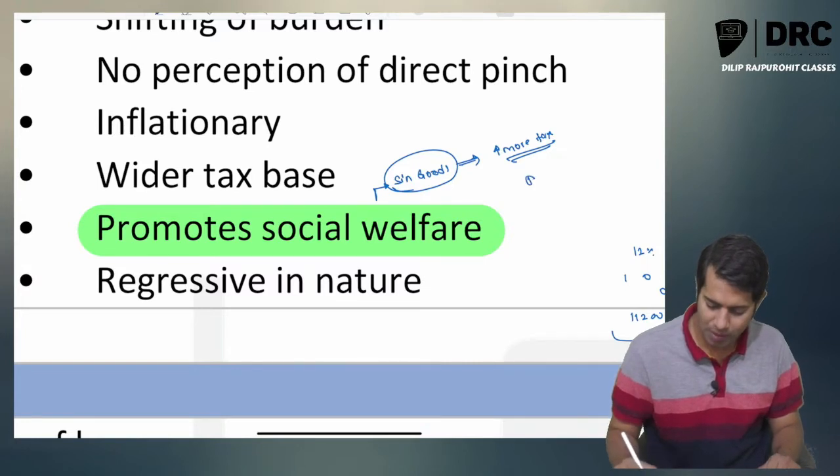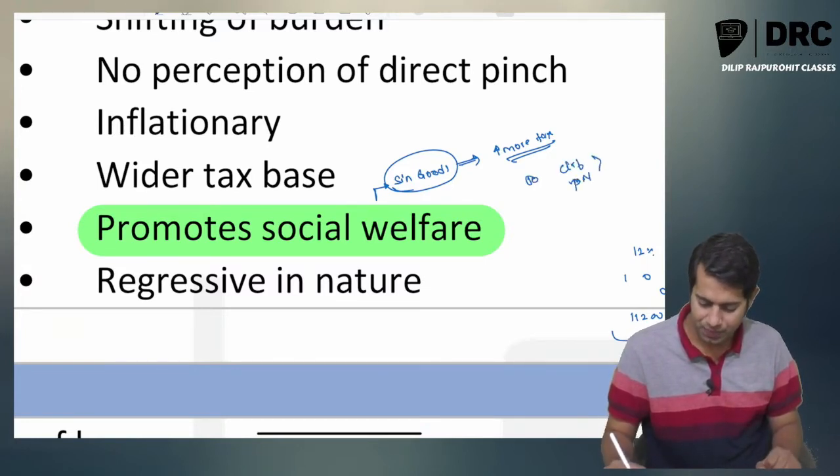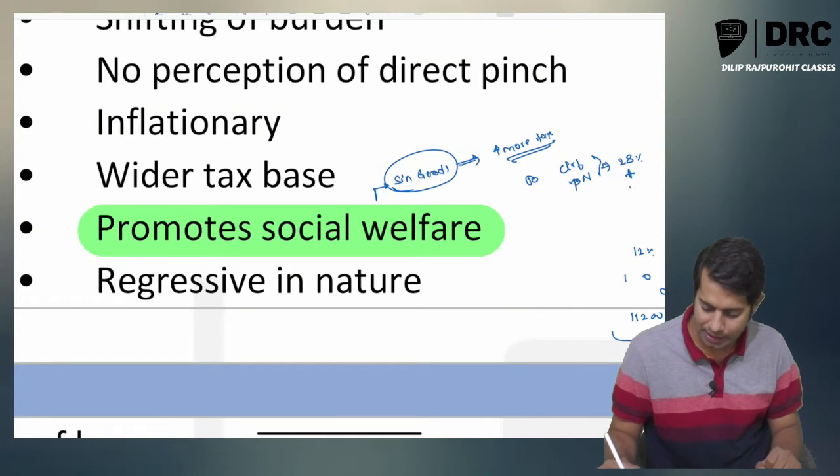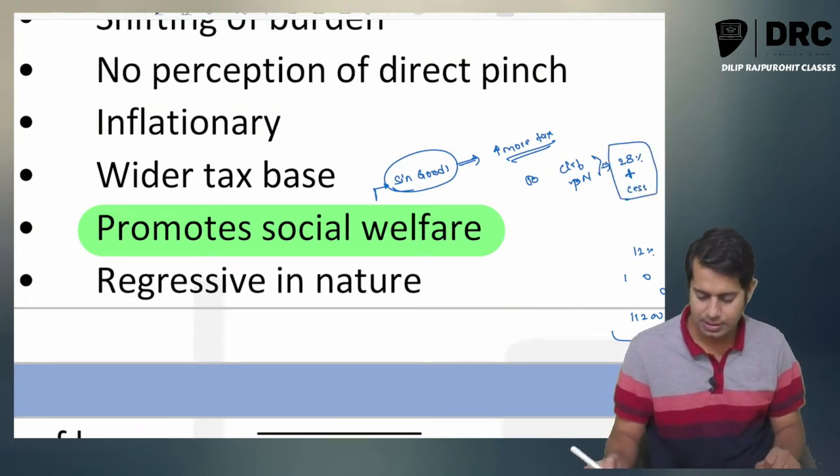For example, tobacco products, cigarettes, pan masala, etc. On these things, the rate of GST is 28%. Along with that, they are also collecting cess.